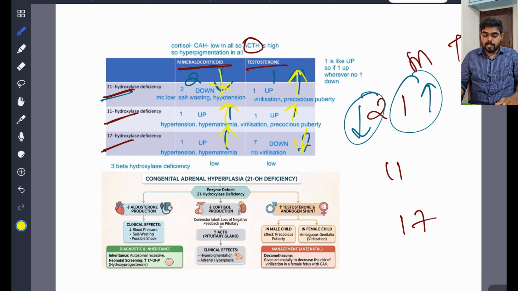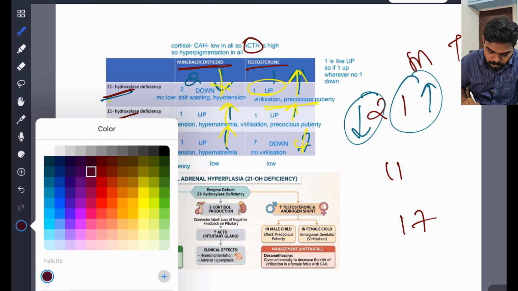So, summary: in 21 hydroxylase deficiency, mineralocorticoid will be reduced, that is, aldosterone will be low. So what happened? Salt wasting and hypotension will happen. You have to know the function of aldosterone. And up here, testosterone is high, so virilization and precocious puberty will happen. Very important. Imagine a female with a high level of testosterone, what happens? A male with a high level of testosterone, what happens? That's why this is very important. You should just apply that knowledge here.